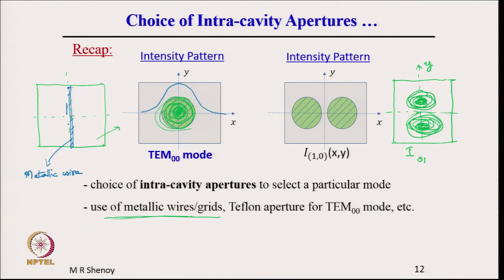You could also place some other obstacle, but metallic wire is very effective because the electric field has to go to 0. So, right now the field is very high, maximum at the center, but the metal requires that the field has to go down to 0 there, which means this mode will suffer huge loss. So, this leads to huge loss for the TEM00 mode, TEM00.